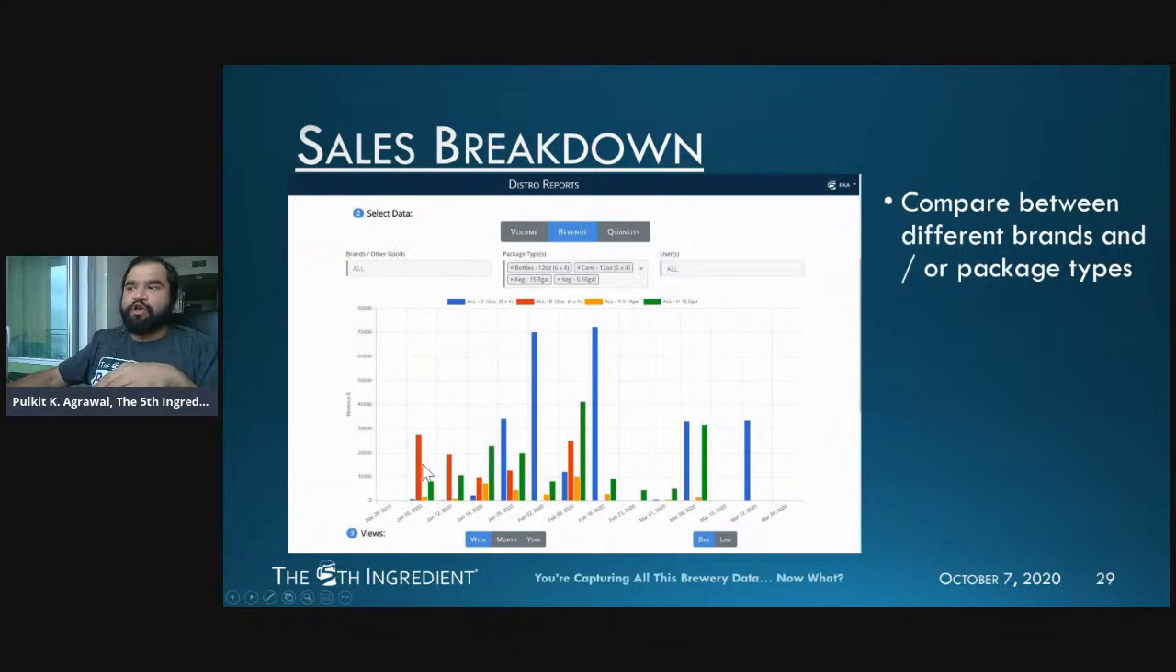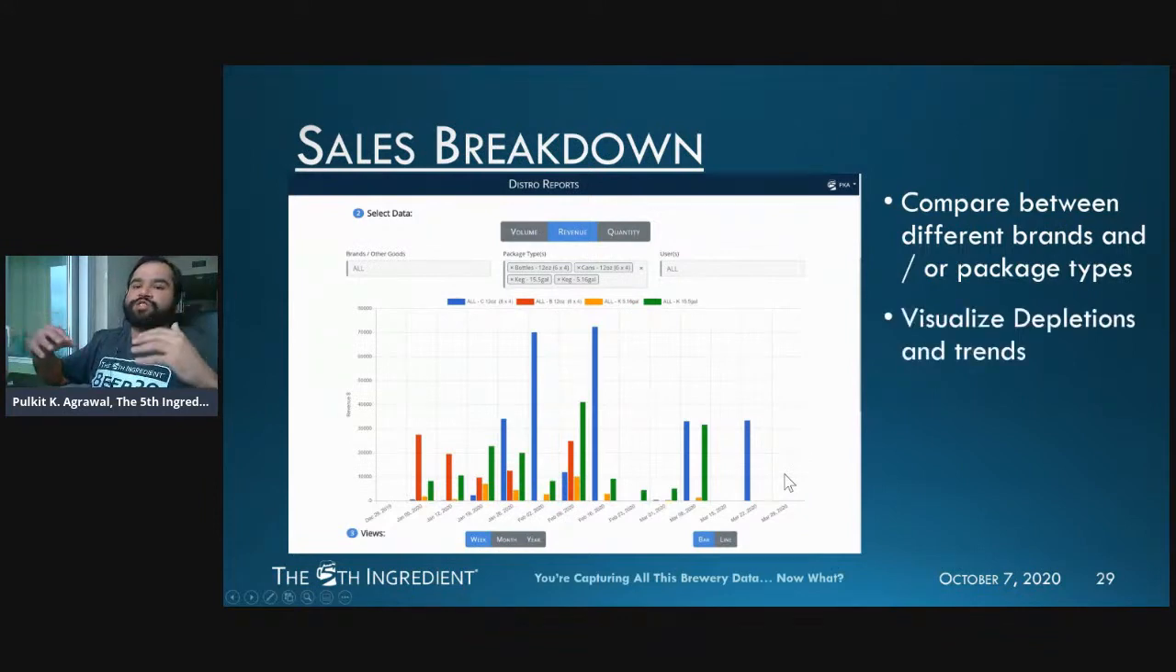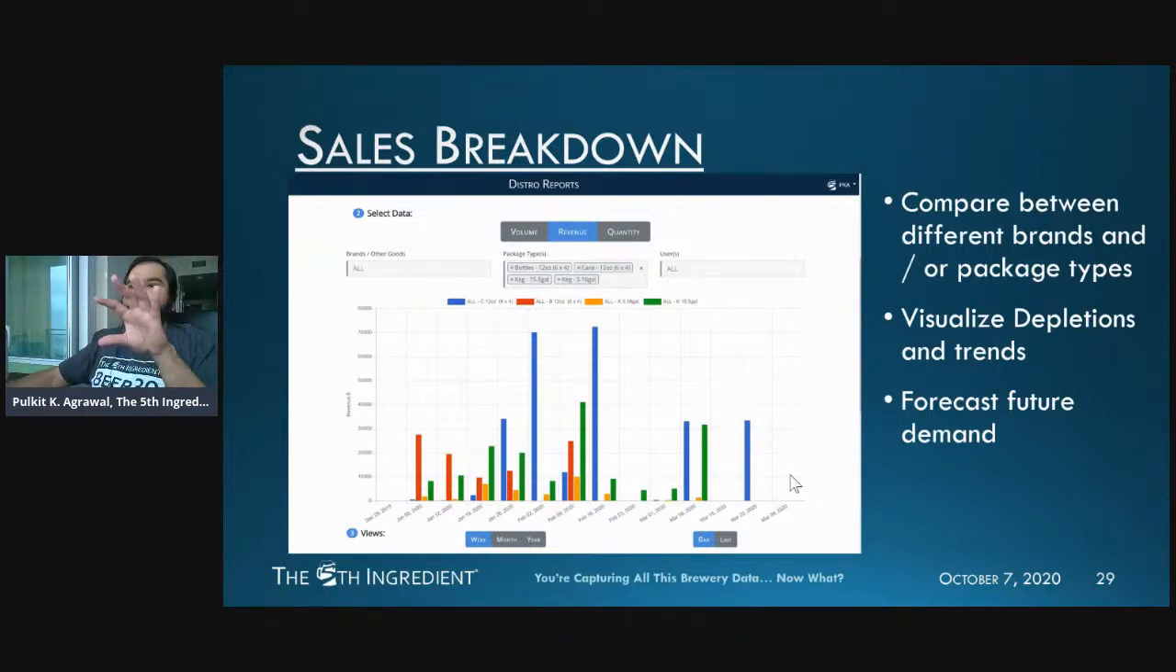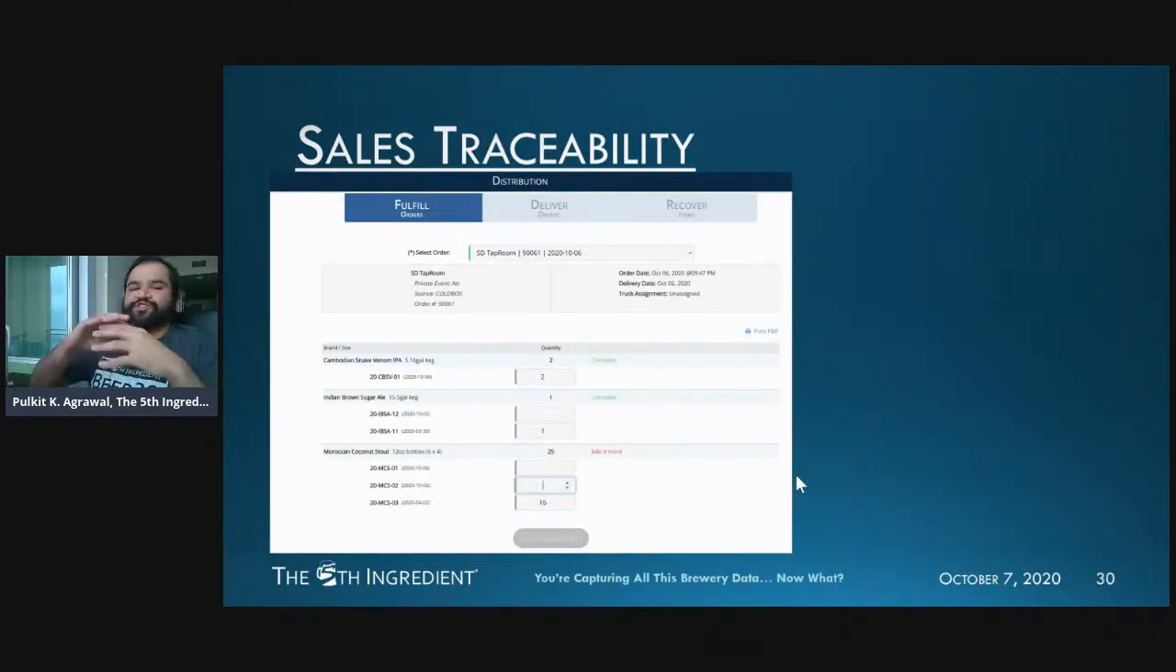And it's great because it's showing me that, hey, as COVID started, around the March timeframe, canning was starting to pick up and kegging was starting to go down. And again, these are all ways to understand visually what's happening when it comes to depletions and trends, right? And taking it further would be to then use that data to start forecasting future demand. So it becomes a really cool way to tie in that whole sales side of things and distribution when you're using the data properly. From there, let's talk about sales traceability.